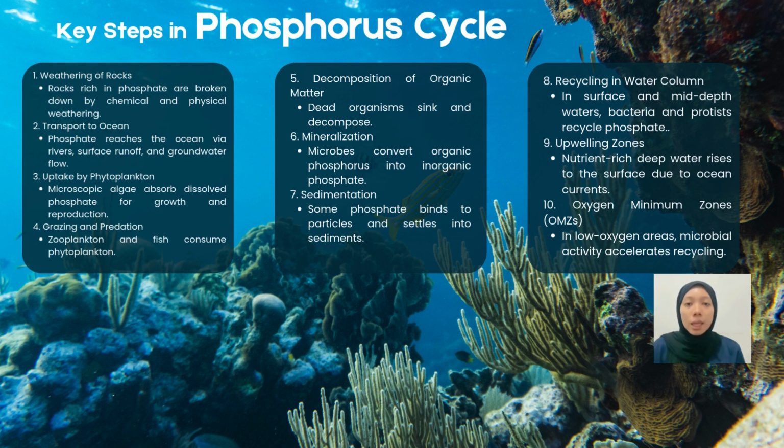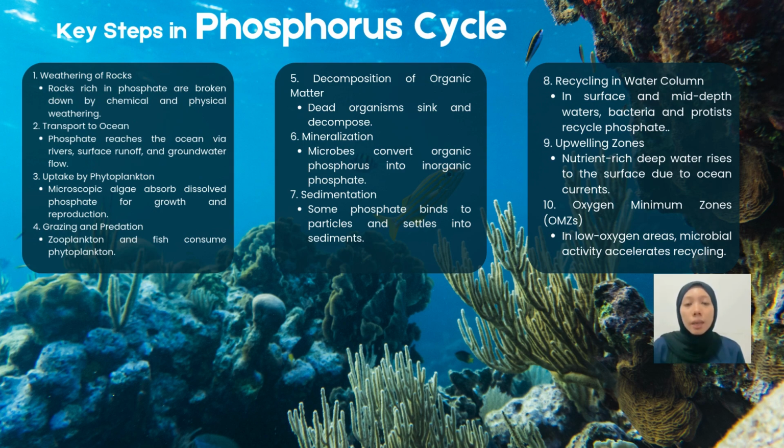There are a few key steps in the marine phosphorus cycle. The phosphorus cycle begins with the weathering of rocks. Phosphate-rich rocks on land are broken down through chemical and physical weathering, which releases phosphate ions. Next, phosphate ions are carried into marine environments through rivers, surface runoff, and groundwater flow. Once in the ocean, phosphate is taken up by phytoplankton, which absorb dissolved phosphate for growth and reproduction. Zooplankton and small fish feed on phytoplankton, transferring phosphorus up the food chain to the larger marine animals.